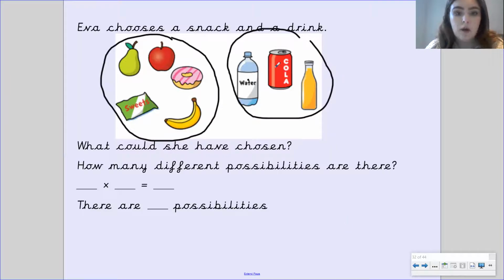Okay, so we've got 1, 2, 3 drinks. So it's going to be 3 times something. And we've got 1, 2, 3, 4, 5 sweets. And we know that 3 times 5 is 15, which means there are 15 possibilities of combinations that she could have had.